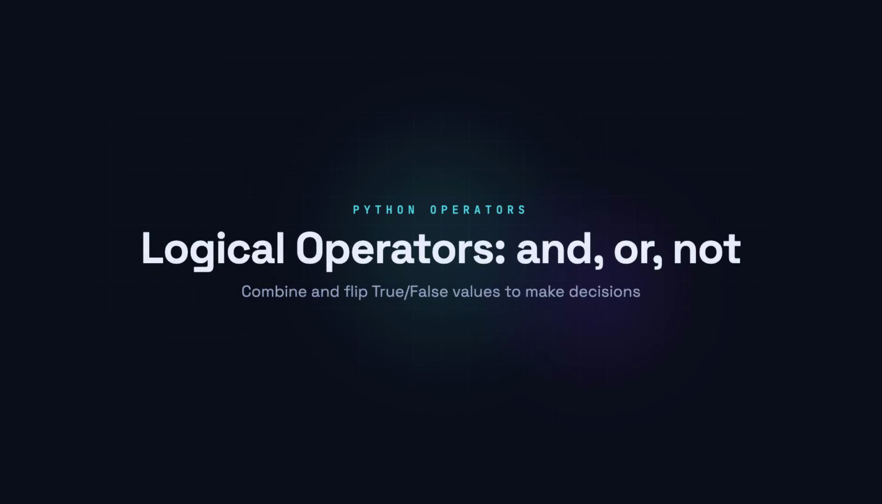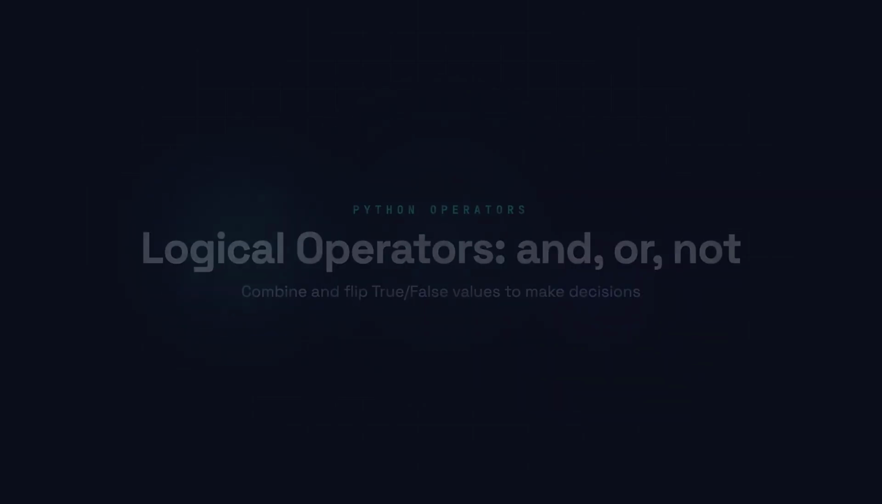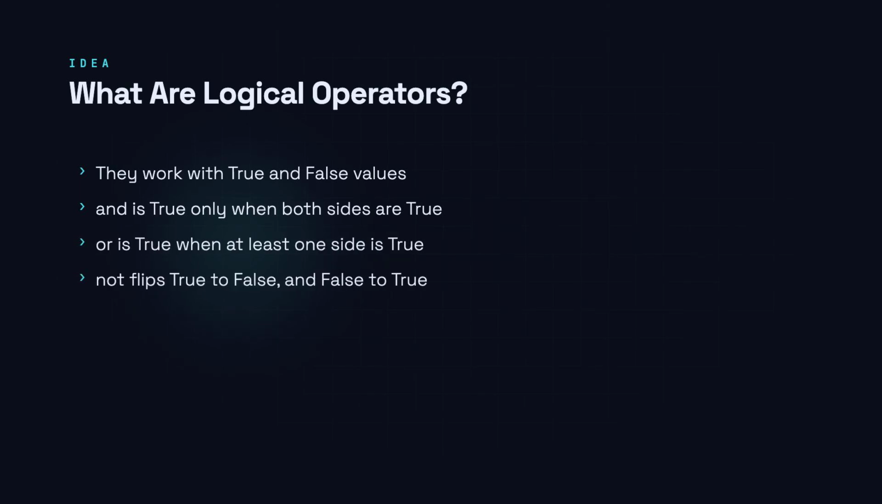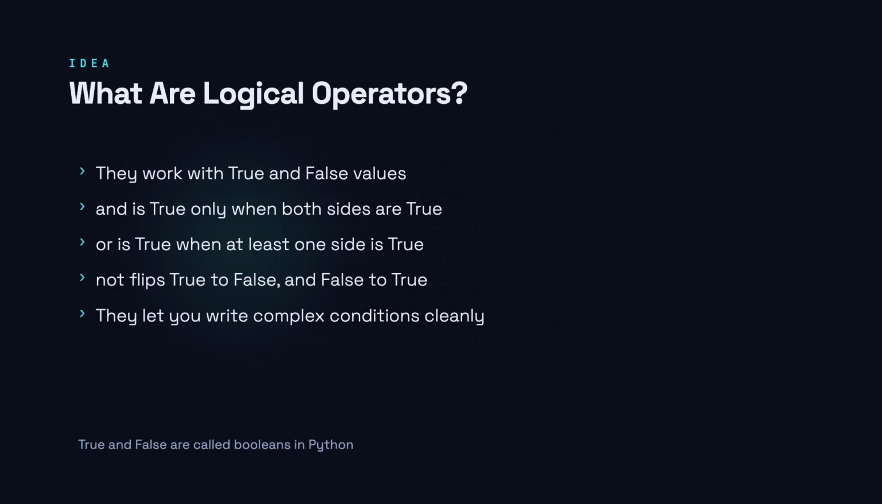In this video we cover Python's 3 logical operators, AND, OR, and NOT. These let you combine conditions so your program can make smarter decisions. Logical operators combine boolean values. You use them whenever you need to check more than one condition at once or reverse a condition entirely.